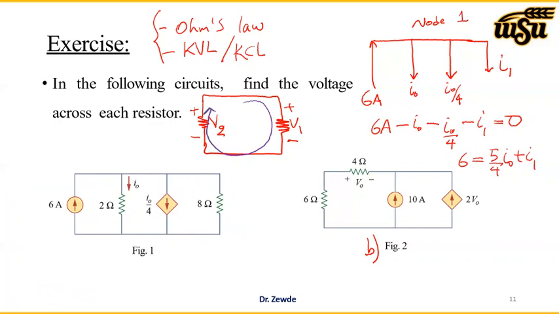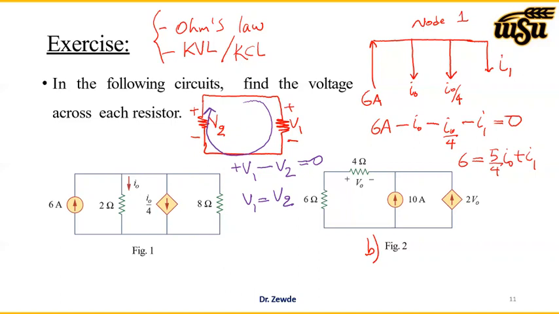If I go around, if you start from here, we go from plus to minus. So plus V1, which is positive, minus, we're going from minus to plus, minus V2 should be equal to 0. That's what we'll get, or V1 equal to V2.